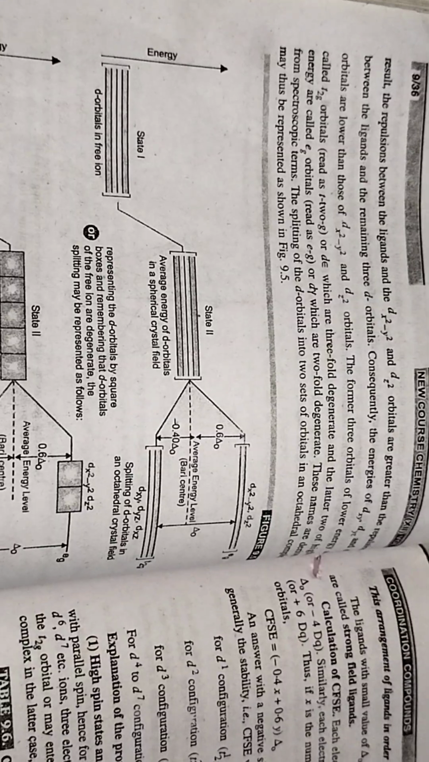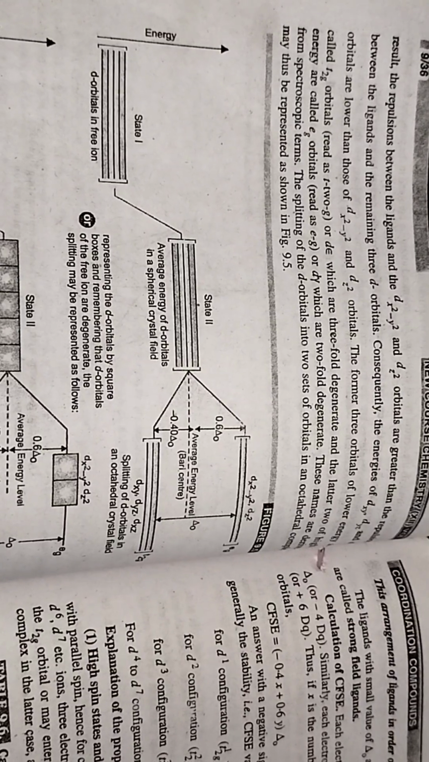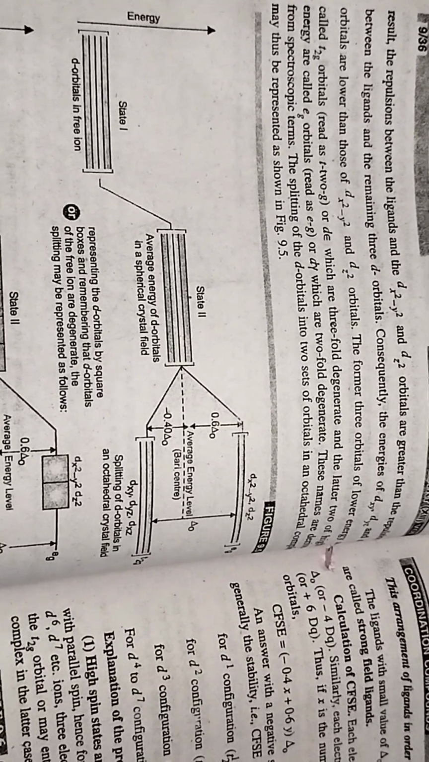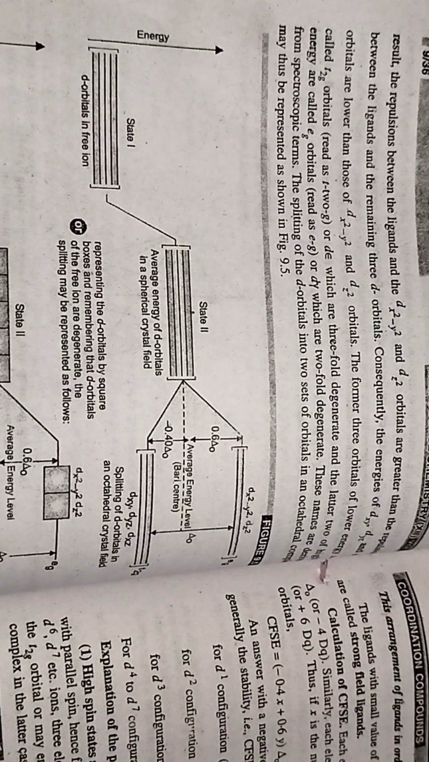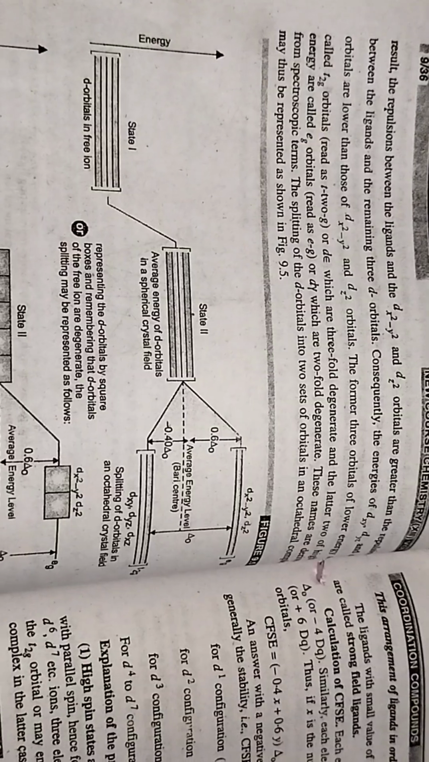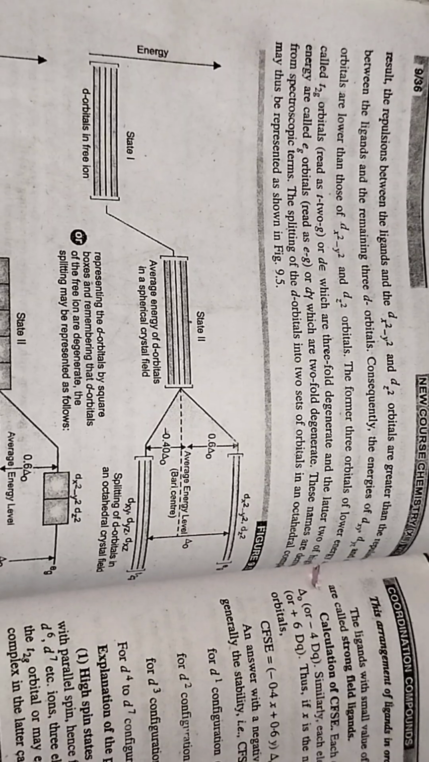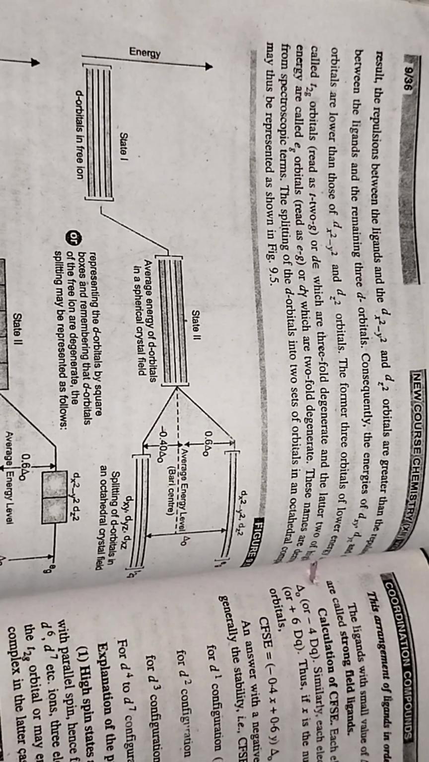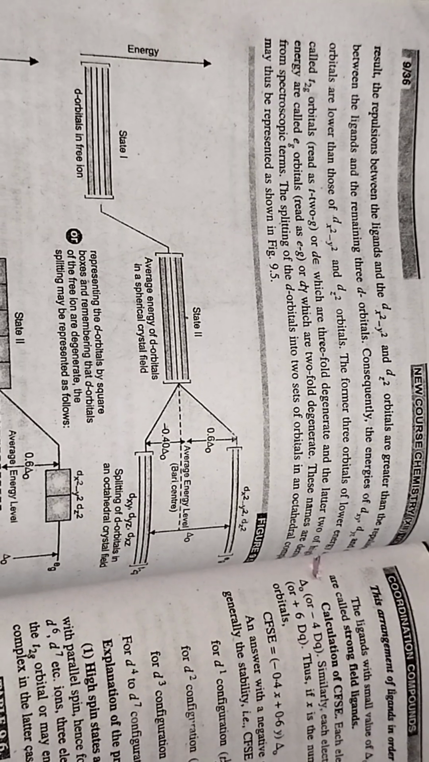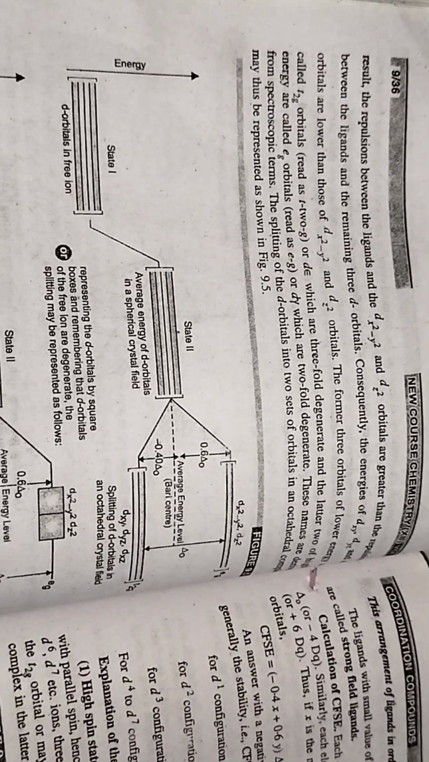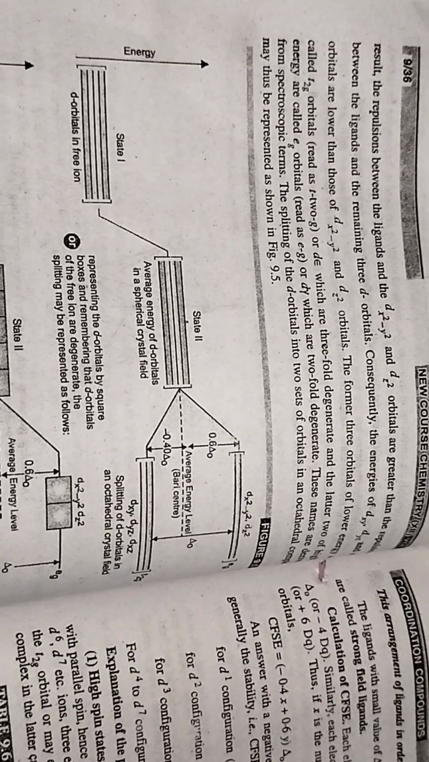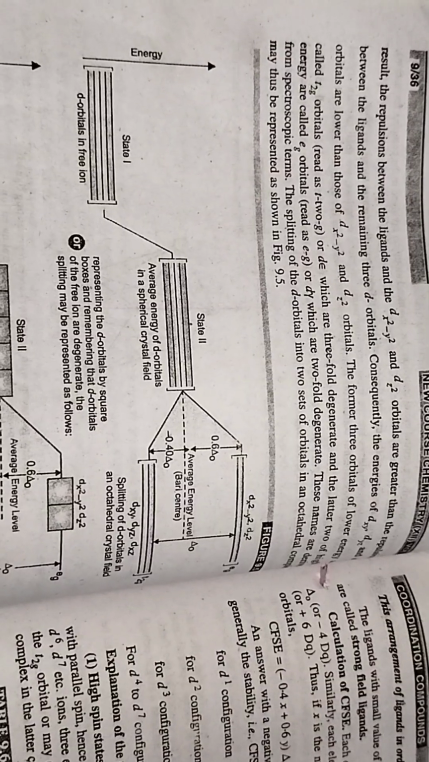So the next page is, see, as a result, the repulsion between the ligand and the dx square minus y square and dz square orbitals is greater than the repulsion between the ligand and the remaining 3d orbitals. It is a point to be noted here, because it simply explains that the repulsion between the ligands and the dx square minus y square and dz square lobes is greater than between the ligands and the remaining 3d orbitals.